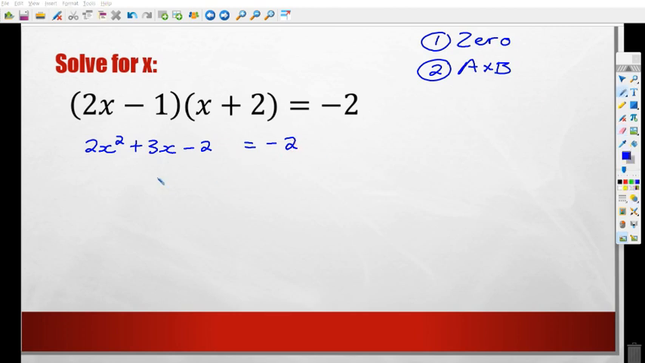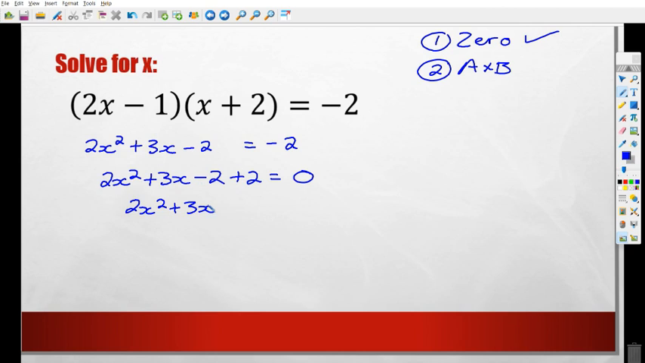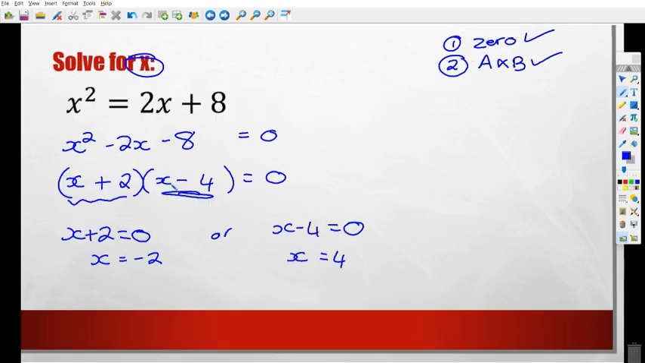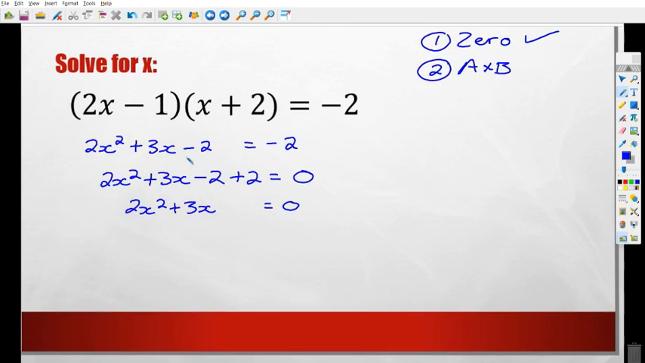Take him across. Fantastic. So we're going to have 2x squared plus 3x minus 2 plus 2 equals 0. I've got my 0. Let me simplify here: 2x squared plus 3x negative 2 plus 2, 0 equals 0. I don't have a trinomial here though. Remember in the beginning of the video, I said you can get one of two things: either you're going to get a trinomial, or you're going to get a common factor.